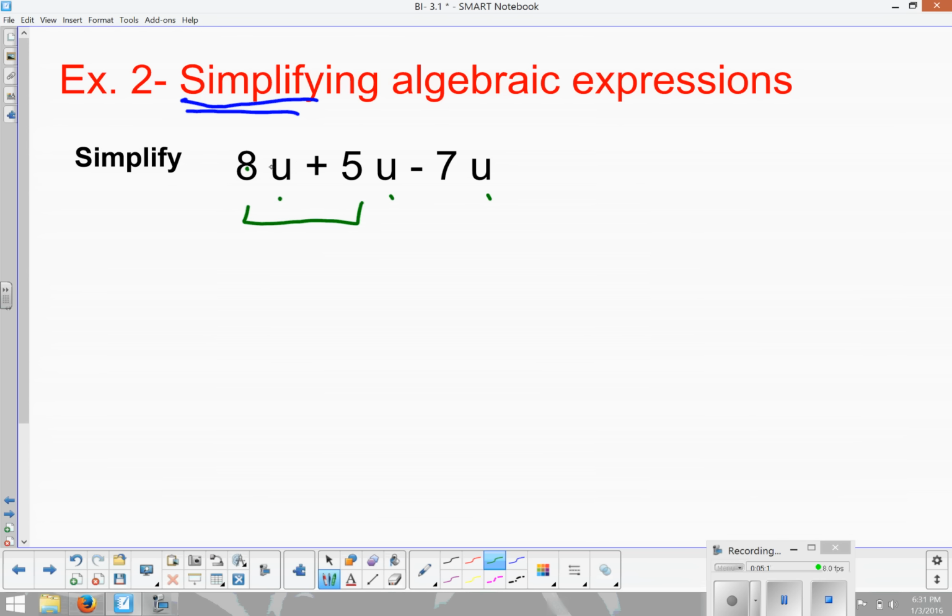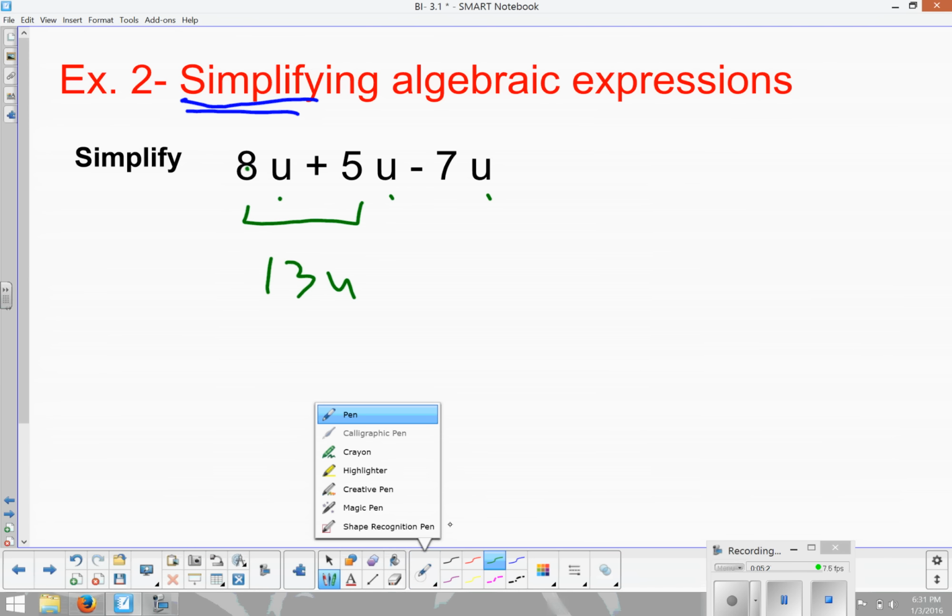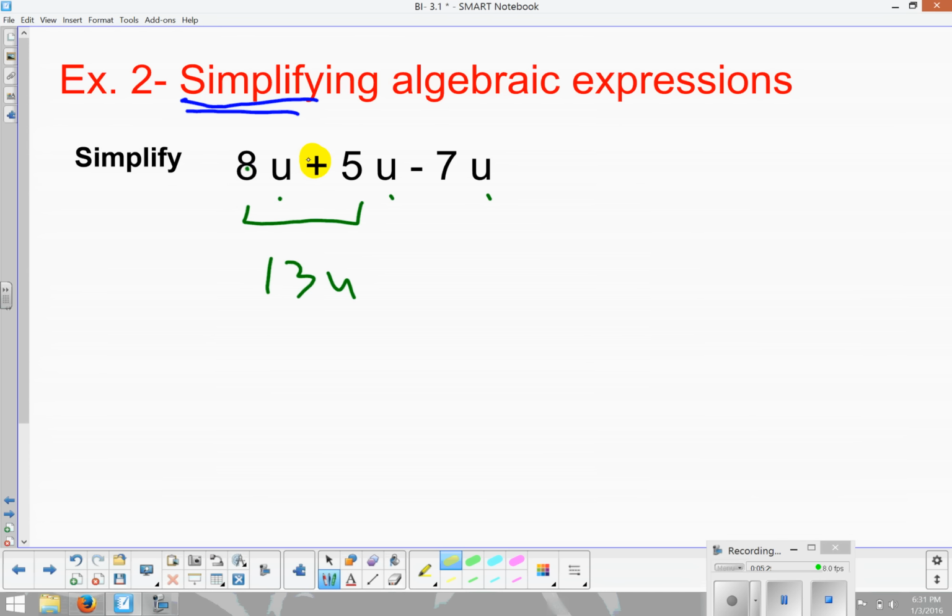It's like saying 8 umbrellas plus 5 umbrellas. What's 8 umbrellas plus 5 umbrellas? So that's 13 umbrellas, so 13u. And then how did I know that I was going to add? Because the operation that was in the middle right here tells me I'm going to add.